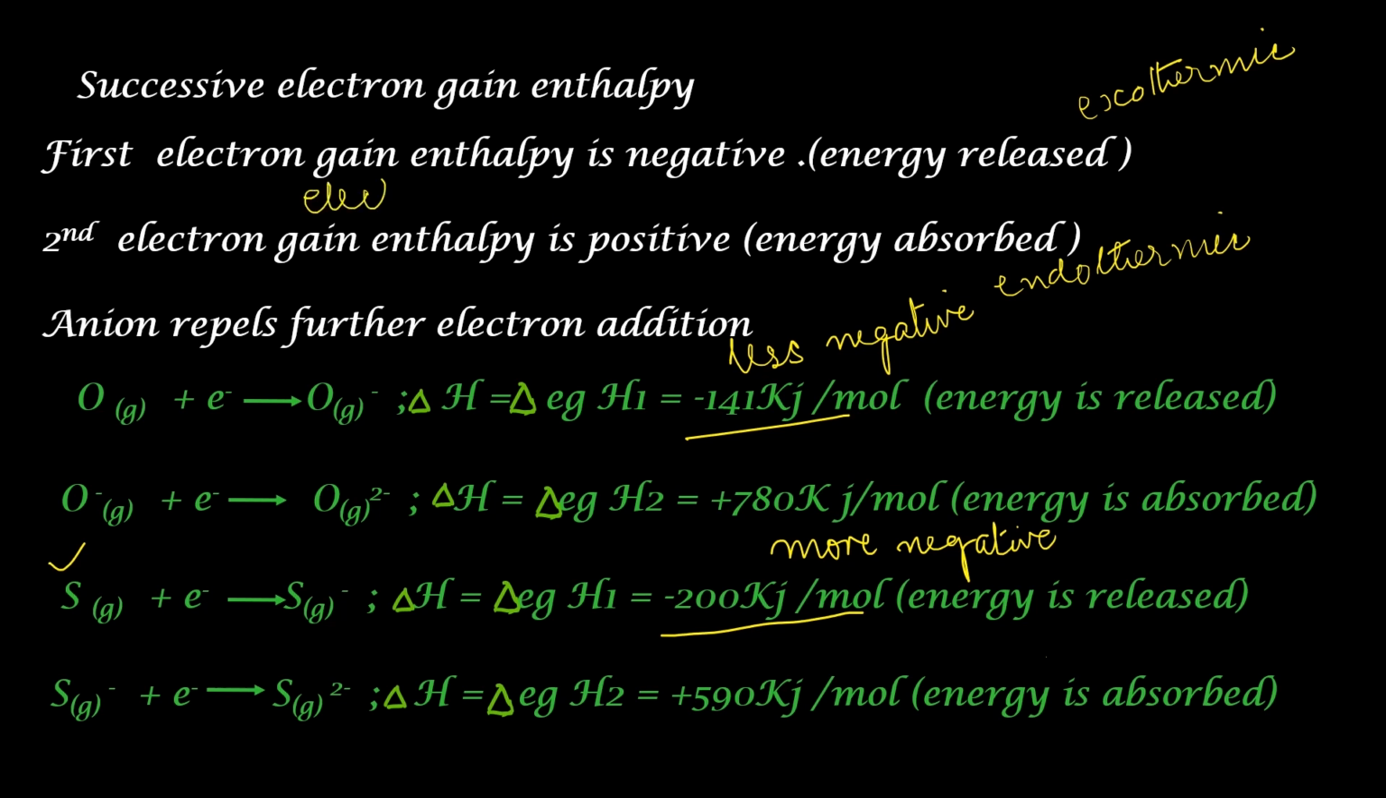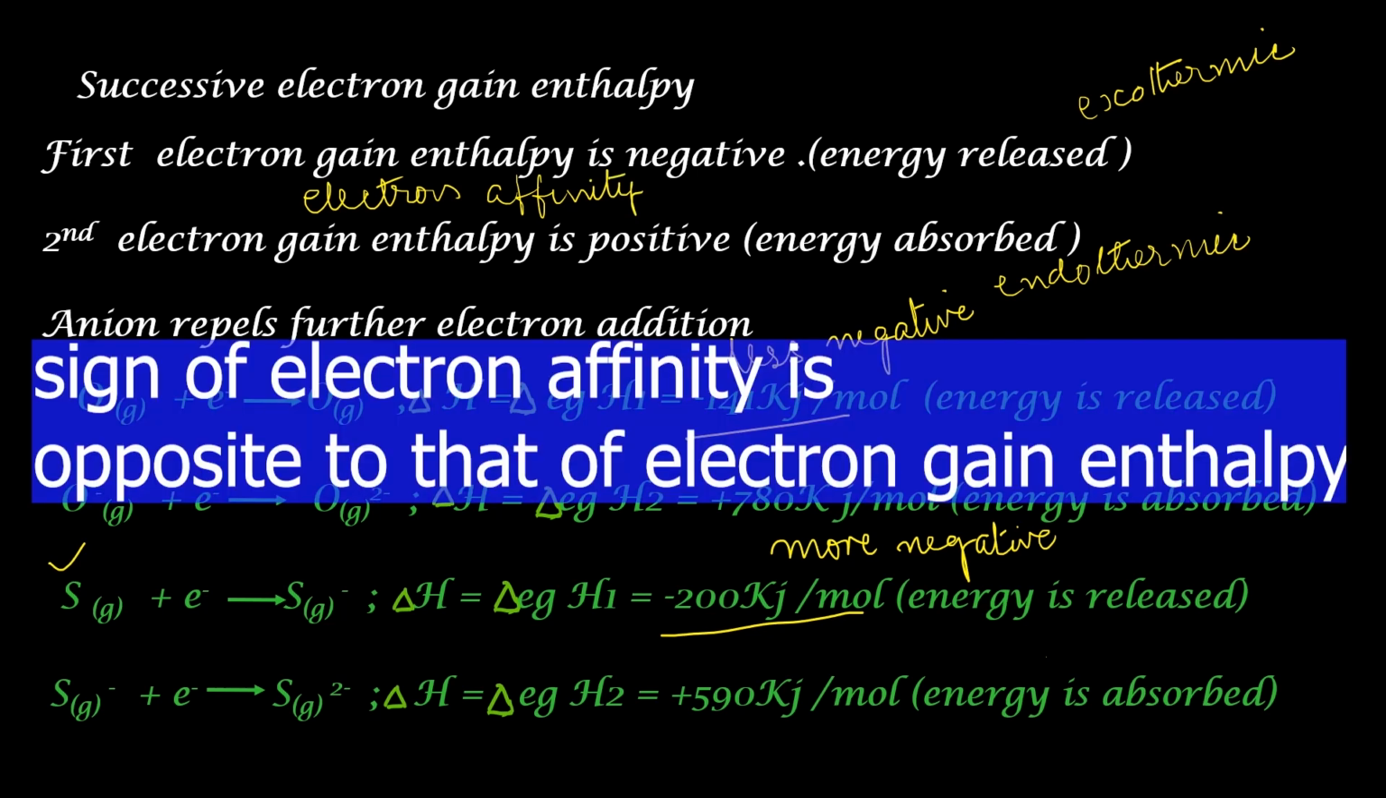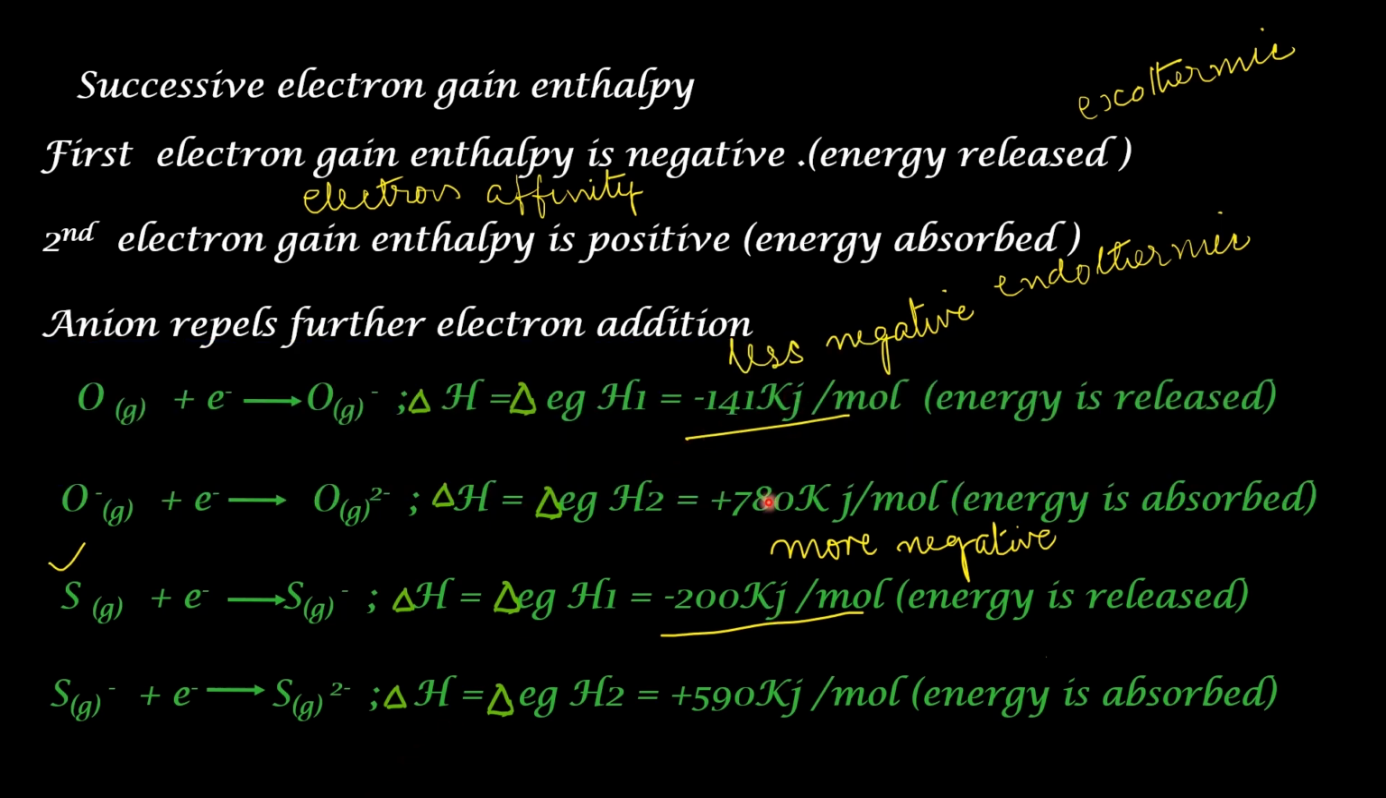Electron gain enthalpy is also known by the term electron affinity. The sign of electron affinity is opposite to that of electron gain enthalpy. Compare the first electron gain enthalpy of oxygen with that of sulfur. The electron gain enthalpy of sulfur is more negative than that of oxygen. In terms of electron affinity, sulfur has more affinity for electron than oxygen.